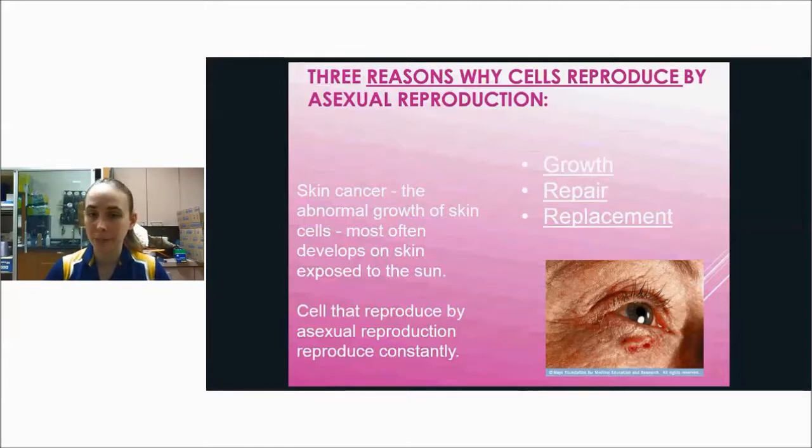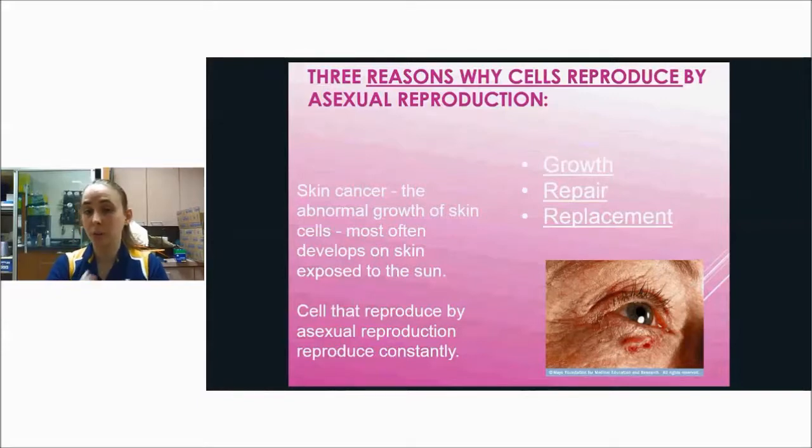And replacement, you lose cells all the time through the natural aging process or dying. Sometimes when you get sick, the cells will die or be destroyed by viruses or bacteria. So all sorts of reasons that cells die and they need to be replaced. You have over 1.2 trillion cells in your body, and they are constantly being replaced by new cells. So growth, repair, and replacement are the 3 big reasons for mitosis.